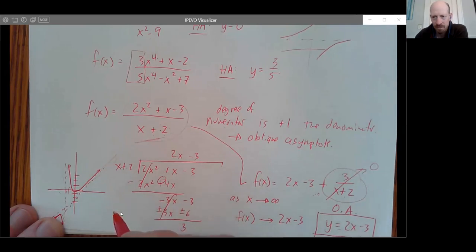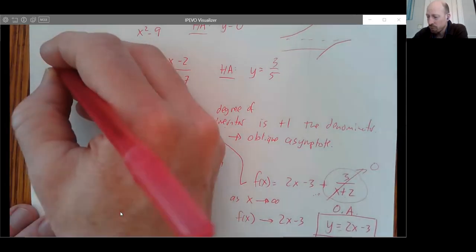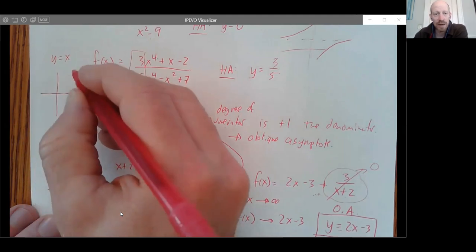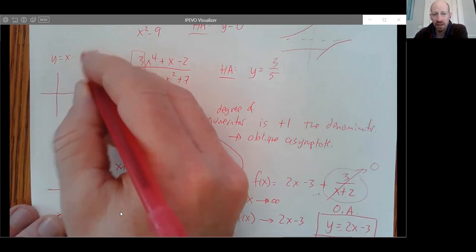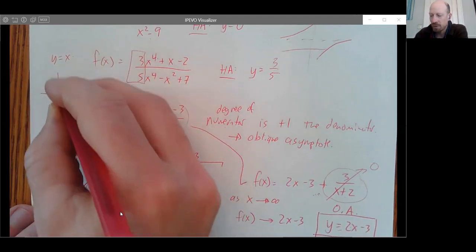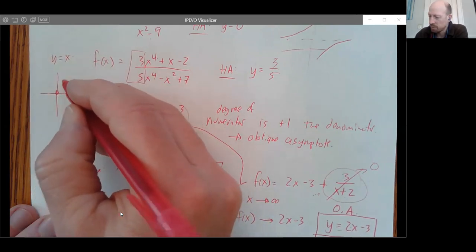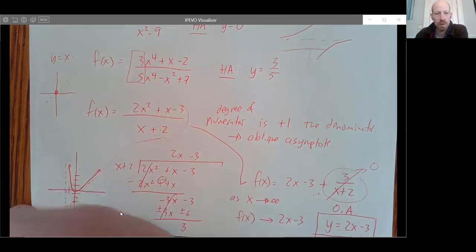Okay, so will we always get an oblique asymptote that looks like that? Or what if we just get like y equals x? Well, that's fine too. If y equals x, that's also a line. That line has a y-intercept of 0 because there's nothing there. And then it would have a slope of 1. So I just go up 1 over 1. Y equals x.